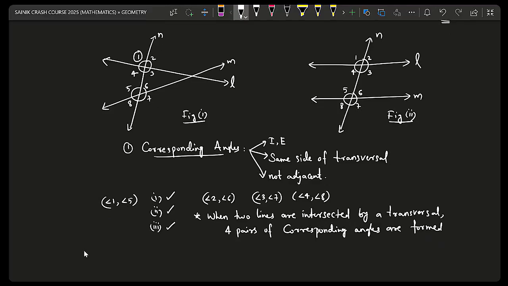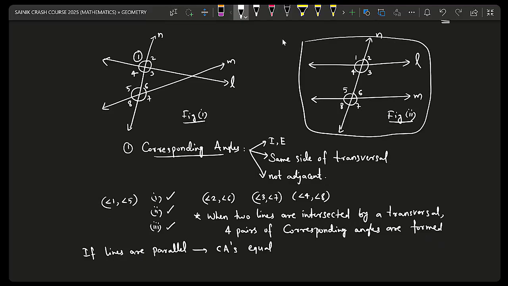The property is, if lines are parallel, then we can say, let me write in short form CA. CA means corresponding angles. If lines are parallel, then corresponding angles are going to be equal. See, you check figure number 2. L and M are parallel. If parallel lines are there, corresponding angles are going to become equal in measure. For example, I have this angle 2 equal to 60 degrees. Angle 6 also is going to be 60 degrees. Why? Because of this property: if the lines are parallel, corresponding angles are equal.